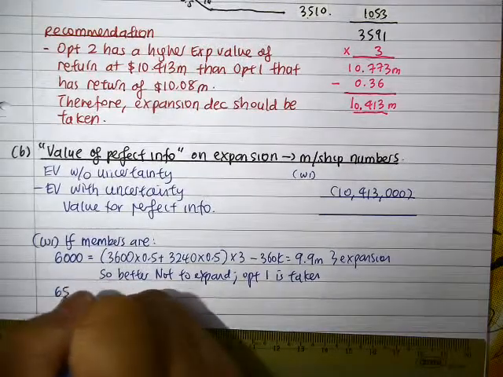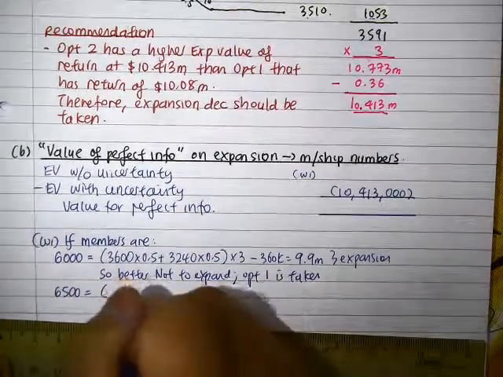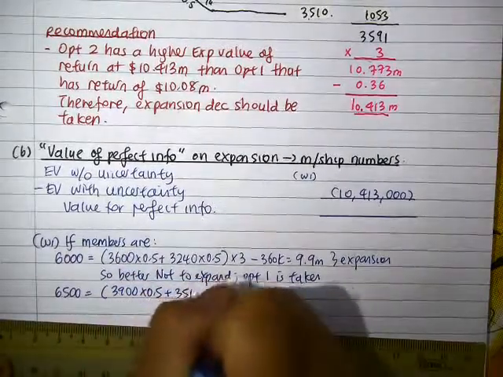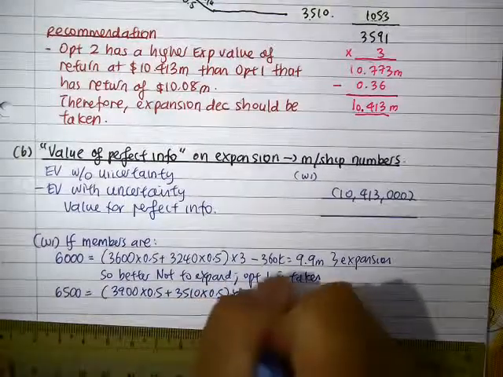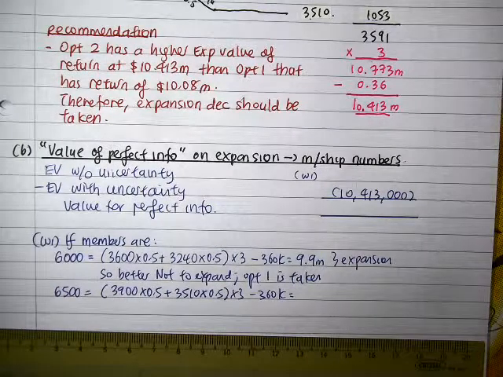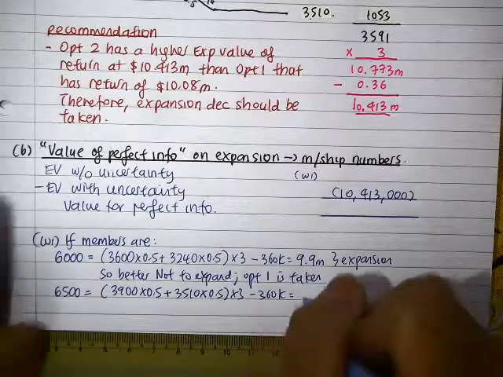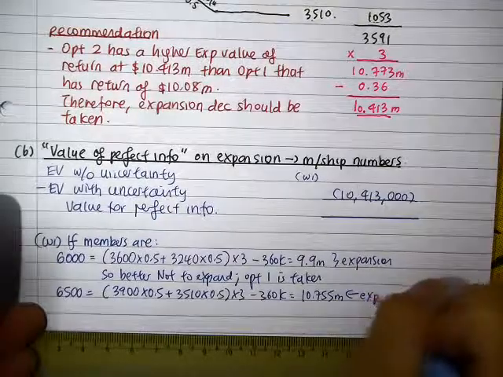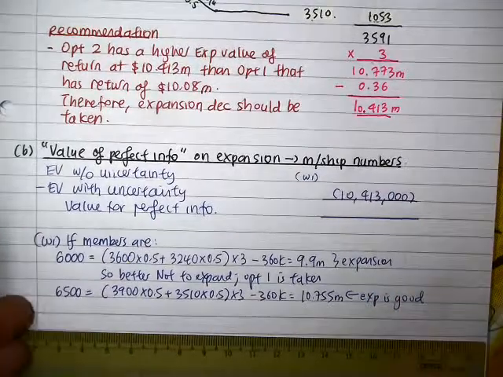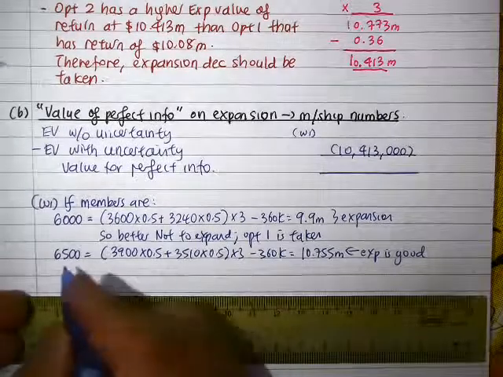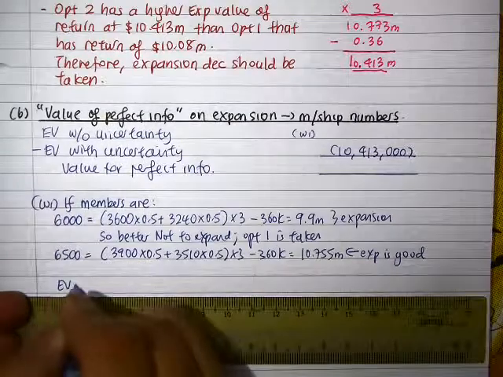Okay, if you have members of 6,005, then it's 39 times 0.5, 3510 times 0.5 times 3 here times 360 minus 360. That will give me 10.755 million. Now, expansion is good because it's higher. So I'll choose expansion.